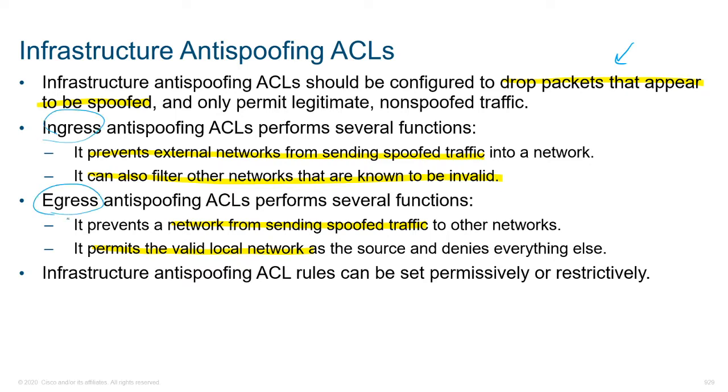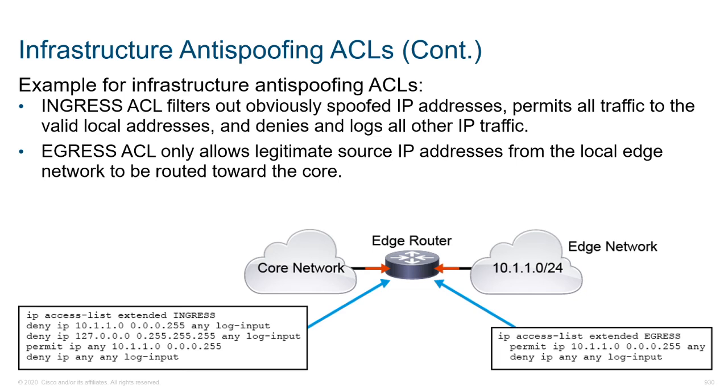on egress. On ingress, of course, we want to prevent any external networks, and we also want to be able to filter traffic or networks that are known to be invalid. So sometimes we can filter out just traditional RFC 1918 private addresses that should not be coming in from the outside. Now, we can also provision these on egress just to ensure that there isn't any spoofed traffic originating from our network, but also to allow any valid networks to be able to leave on egress.